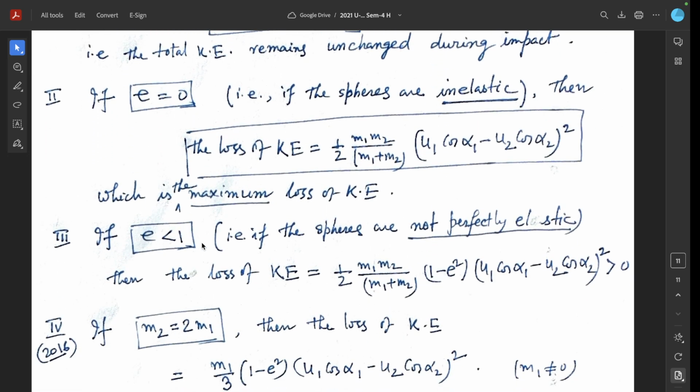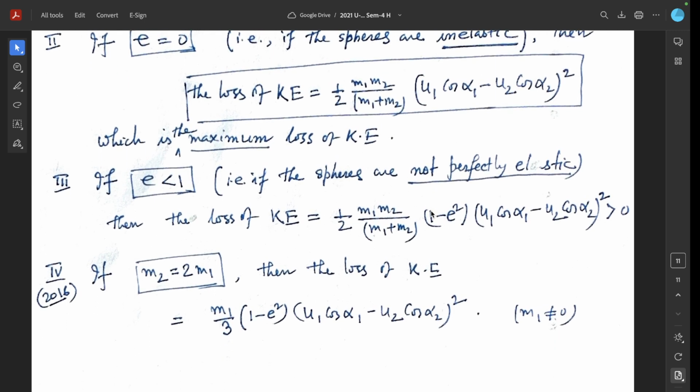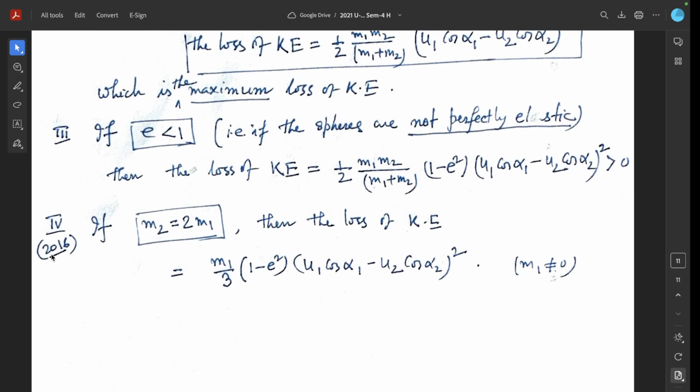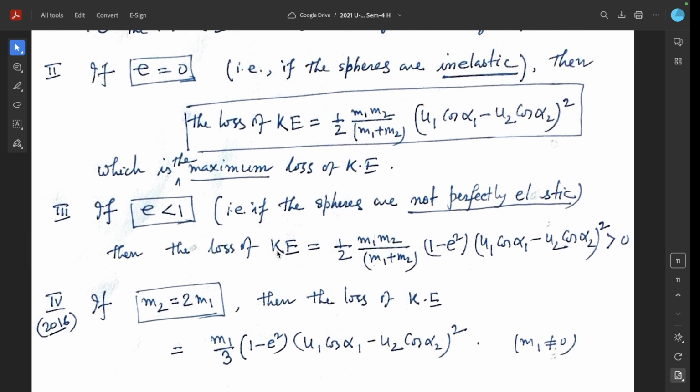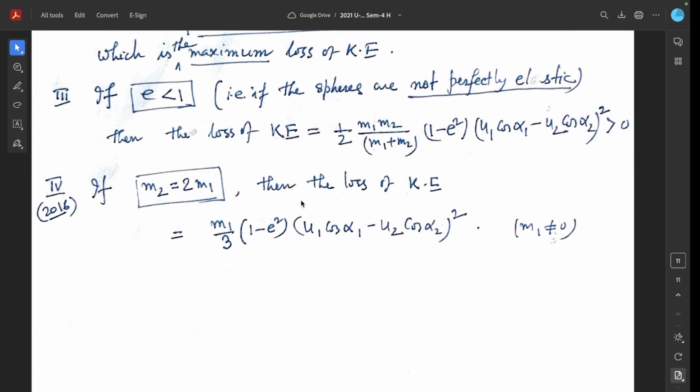If 0 less than e less than 1, that is the spheres are not perfectly elastic, we get the loss of kinetic energy equal to this, and this quantity is positive. And in 2016, this question, when m2 equal to twice m1, putting m2 equal to twice m1 and simplifying, we get loss of kinetic energy equal to m1 by 3 into bracket 1 minus e square into bracket u1 cos alpha 1 minus u2 cos alpha 2 whole square, m1 not equal to 0.